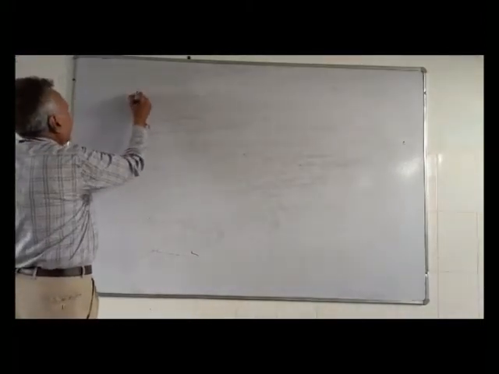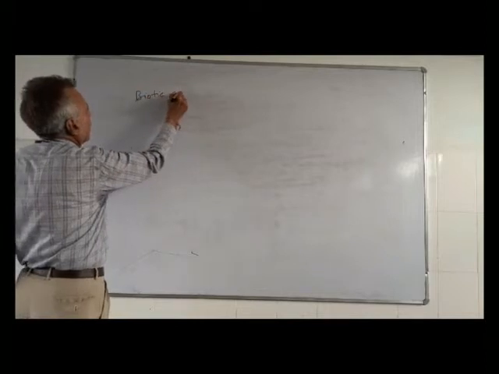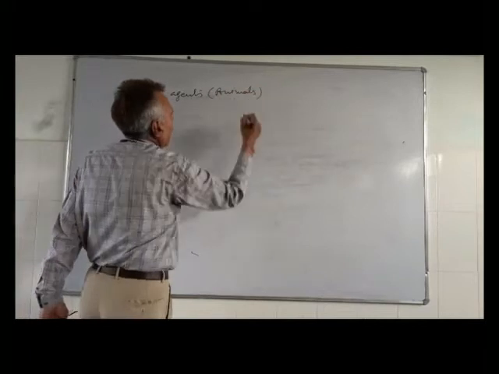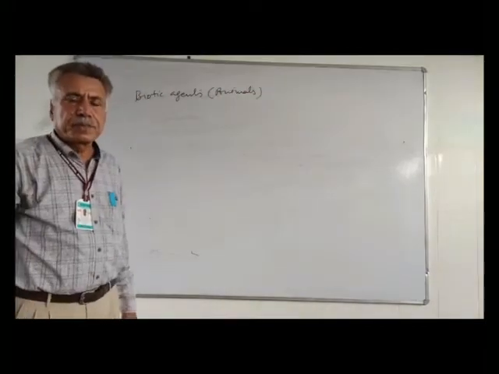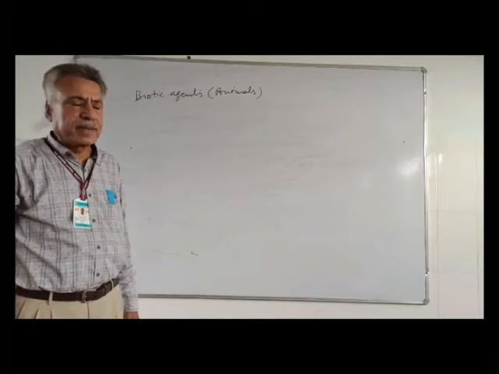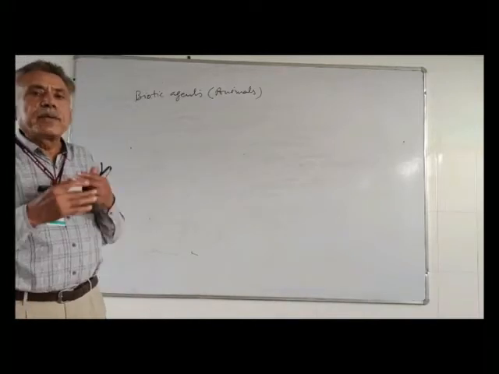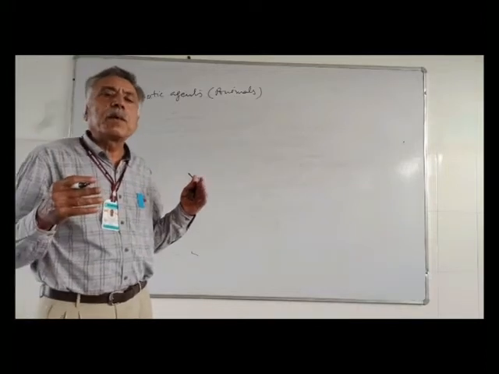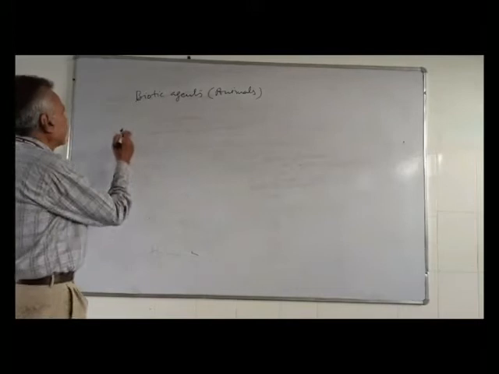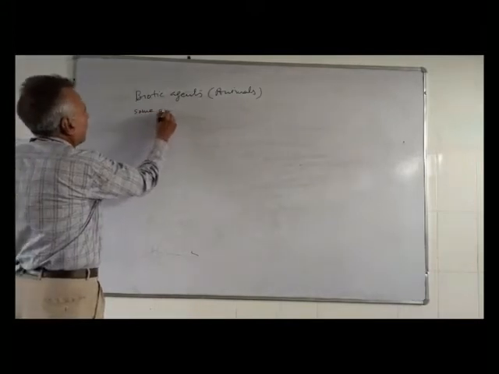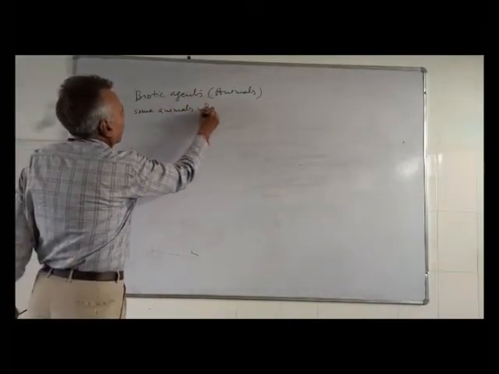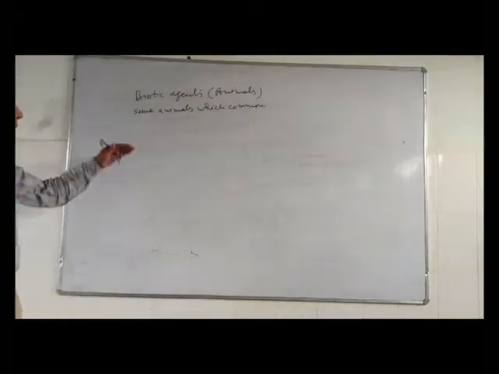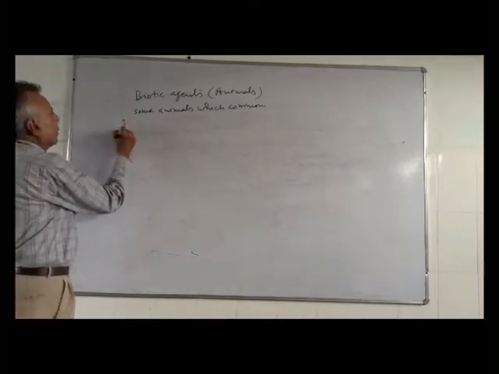Lastly, we discuss the biotic agents, animals. Flowering plants or angiosperm plants use a wide range of animals for pollination. Some animals which are common, that I write on the blackboard. Insects.